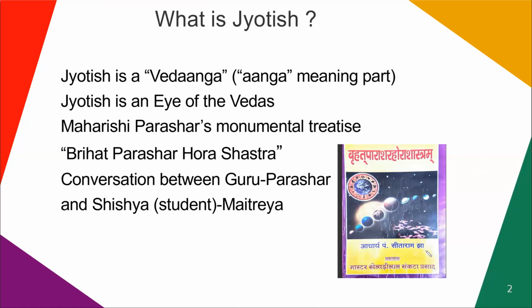This book is written in Sanskrit language, which was a very rich and profound language prevalent during those times. It is in the form of question and answer sessions between Maharshi Parashara and his ardent student Maitreya, who was a curious seeker of Jyotish. In Sanskrit, Guru means the teacher and Shishya means the student.